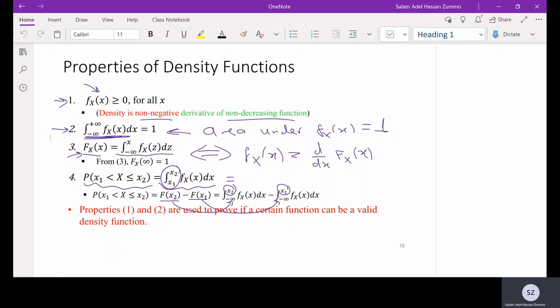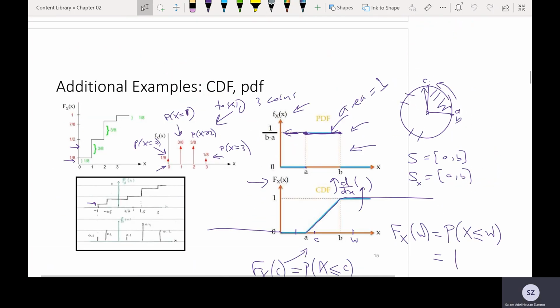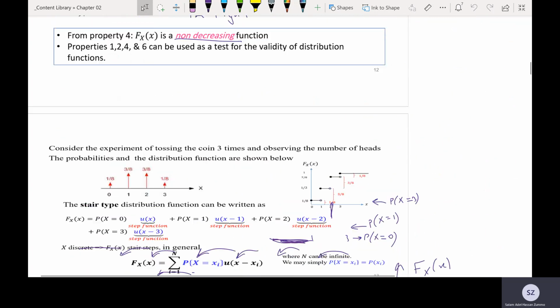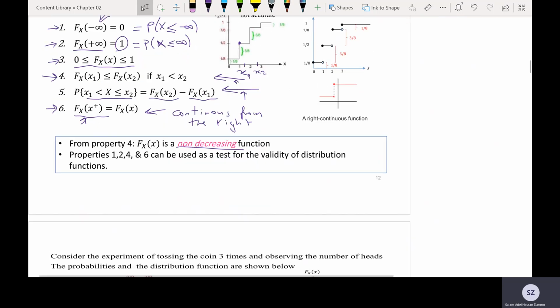Bismillah. So last time we continued talking about how to describe the random variable, and we defined two functions. The cumulative distribution function, which we called the CDF. We call it cumulative because as x increases, we keep accumulating the probability until it reaches 1. And we talked about the properties of this.